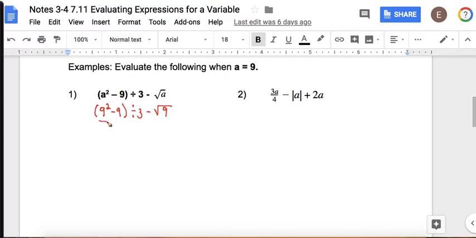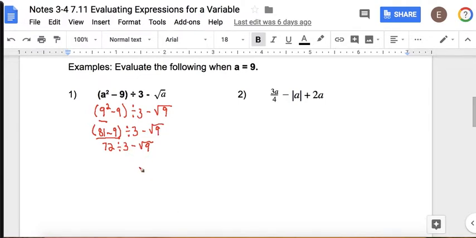And 9 squared is 81. So write down 81 minus 9. Notice I still have the parentheses because I'm not down to one number. Divided by 3 minus the square root of 9. We're going to continue with this grouping symbol. So 81 minus 9 is 72. Divided by 3 minus the square root of 9.